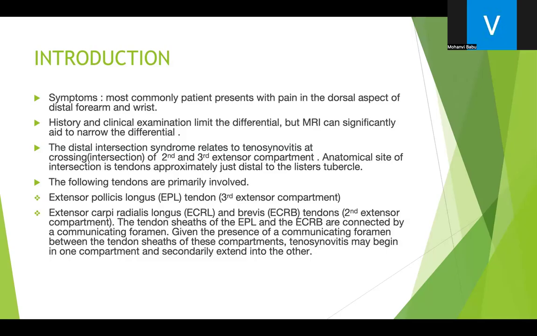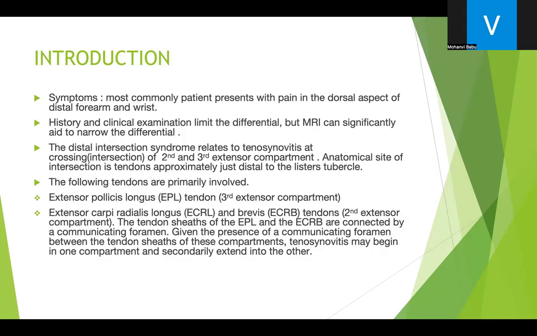Introduction. Symptoms include dorsal distal wrist pain, and the history and clinical examination help limit the differential, but the MRI is a significant aid in narrowing the differentials. Distal intersection syndrome relates to tenosynovitis at the crossing of second and third compartment tendons, just distal to the Lister's tubercle.